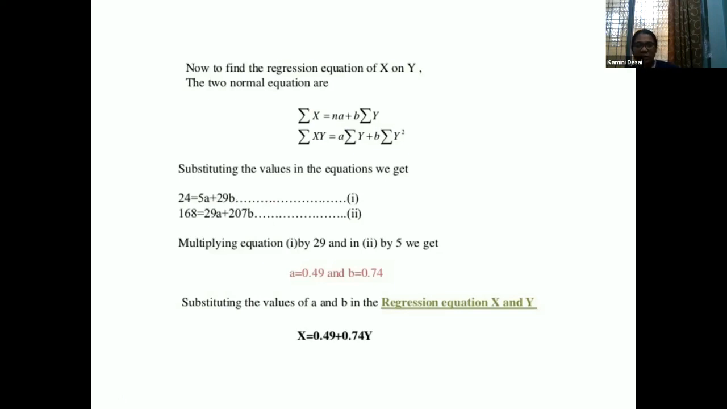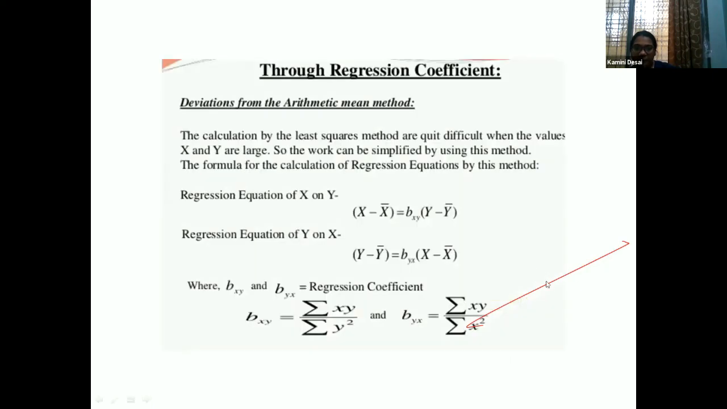So we will get the two regression lines, one is x on y and the other is y on x. So x is 0.49 plus 0.74 y. This is the one least square regression method. Now there is the method through regression coefficient, so we will see deviation from the arithmetic mean method.